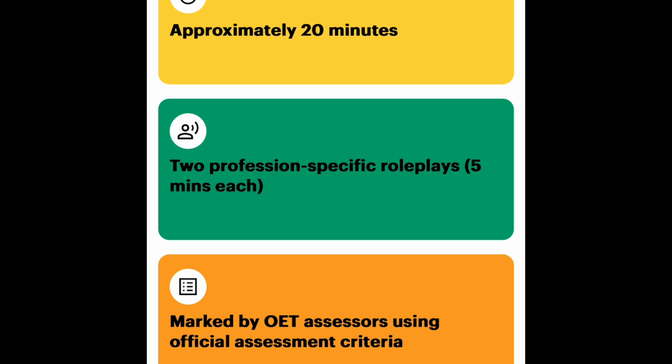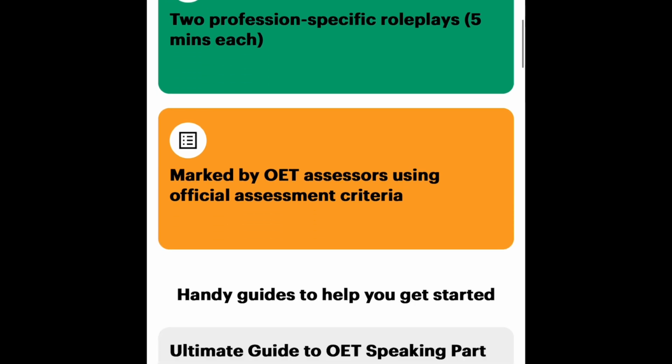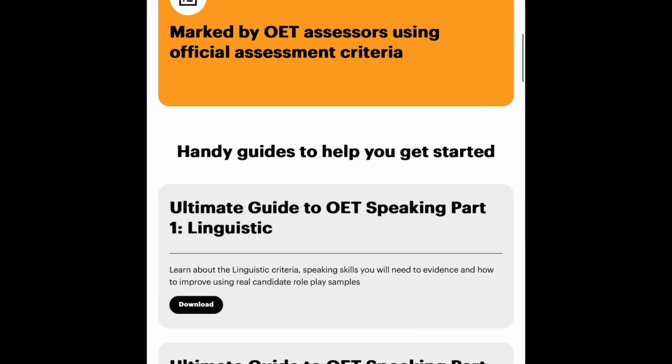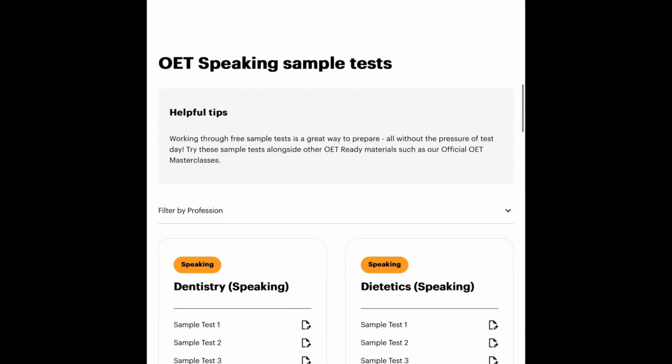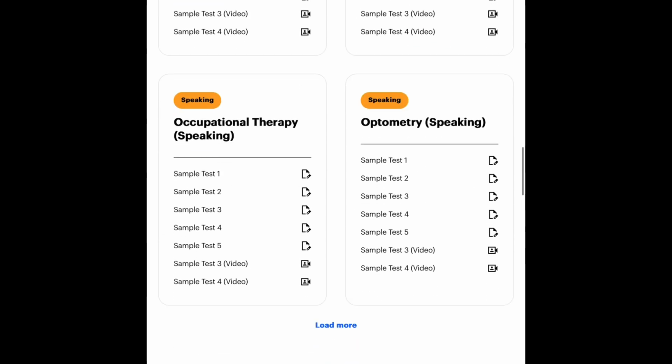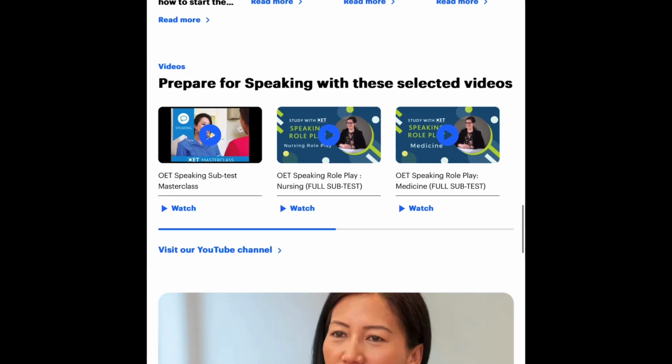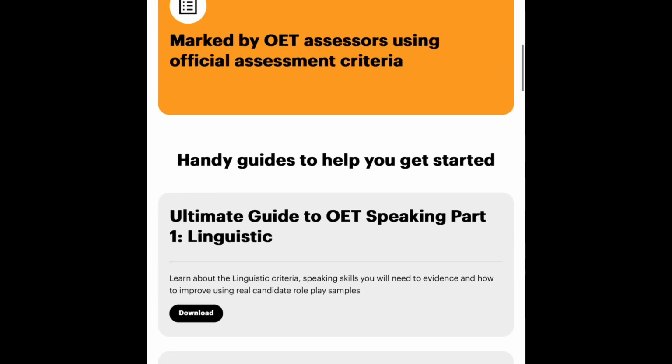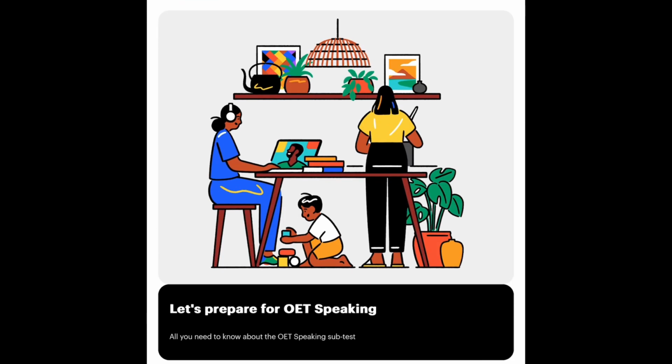As you know, the Occupational English Test is for healthcare occupations, but there are several healthcare occupations. So doctors will have the medicine role play, nurses will have nursing role play, dietitians will have dietitian role play, and so on. Now, the speaking subtest is marked according to 4 linguistic criteria and 5 clinical communication criteria. We will talk about the criteria here before we get into a sample test. So let's discuss the criteria on which OET speaking is marked.